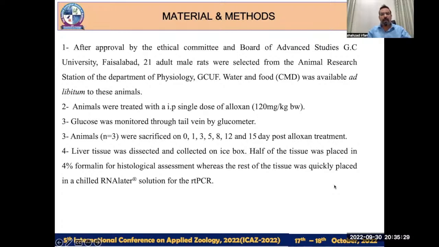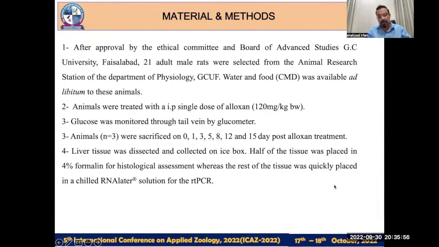21 adult male rats were selected for this specific study. These animals were treated with a single intraperitoneal dose of alloxan at the dose rate of 120 milligram per kg body weight. The glucose levels in these animals were monitored through the tail vein by glucometer.